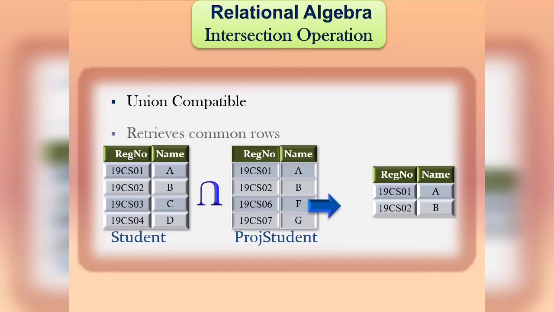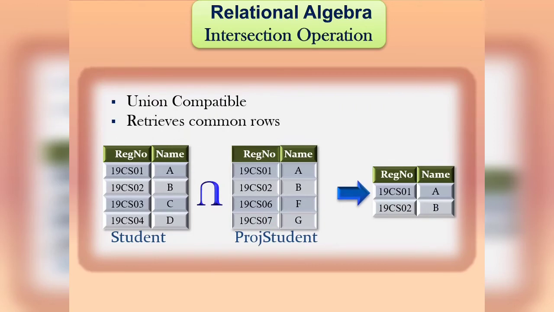The intersection between two relations is performed to retrieve all the rows that are in both the relations. In our example, the first two records of the student relation and the first two records of the project student relation are the same. And so, we see those two records in our resulting table.